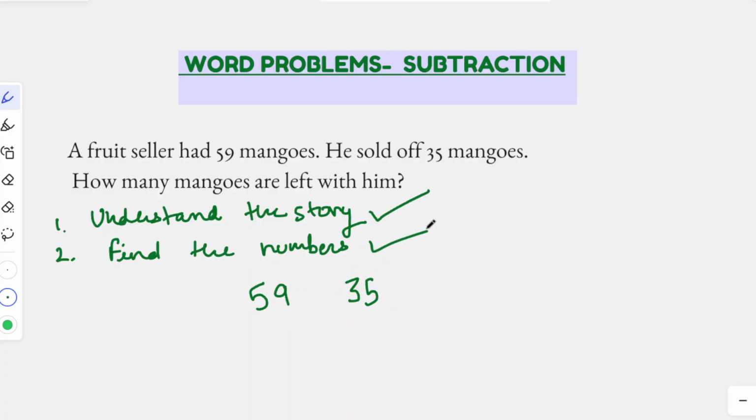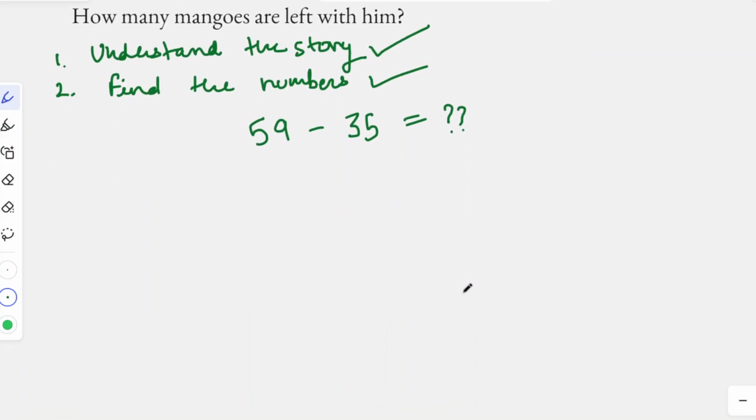Now, which number will be subtracted from which number? This also is a very important part of subtraction. You're able to give away something only when you already have that thing, right? So the fruit seller started with 59 mangoes and he sold 35 mangoes. So 35 will be subtracted from 59. The smaller number is always subtracted from the bigger number. Now 59 minus 35, what is it? That's what we are going to solve.